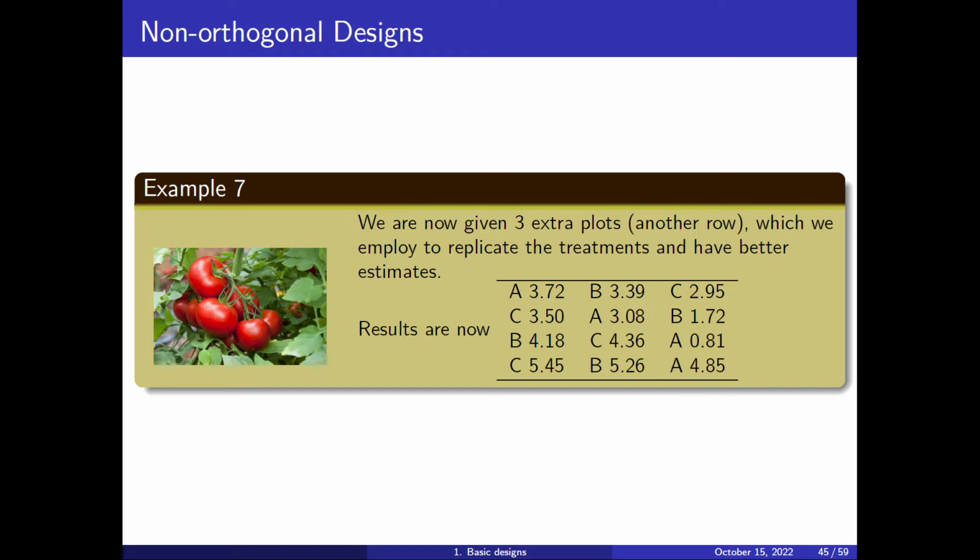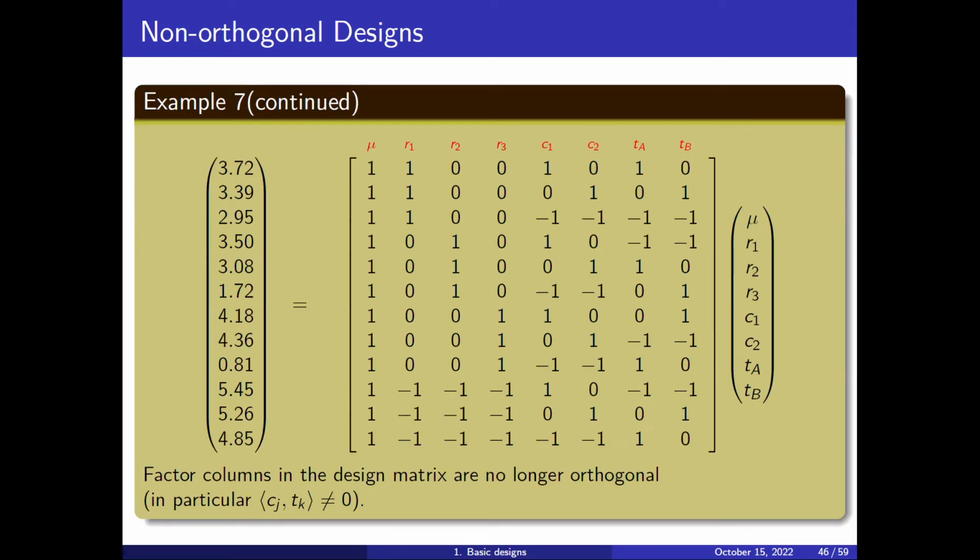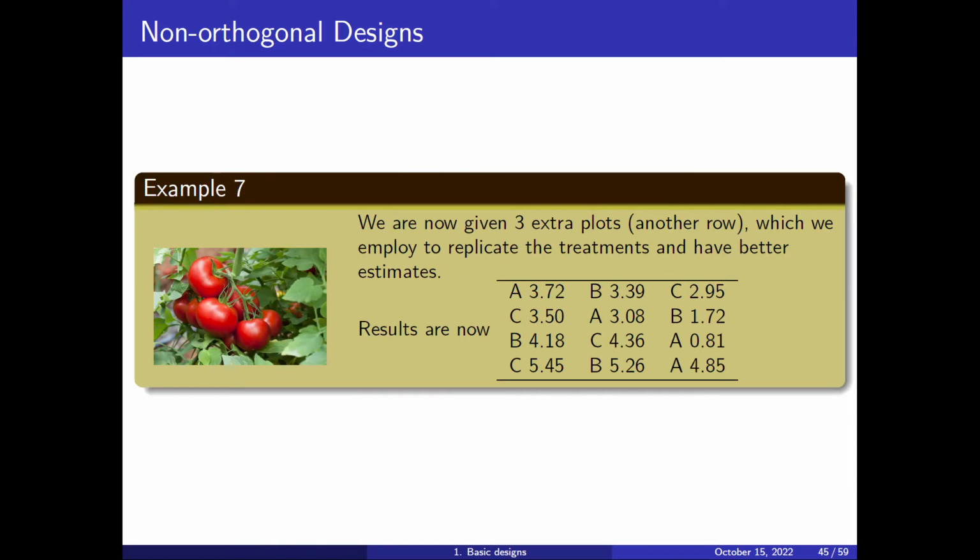Okay, but now the director of your institute comes and says, okay, I like a lot the experiment you are doing with the tomatoes. I'll give you a little bit more land so that you can have more samples. And then you have an extra row, and in this extra row, these are the values that you get. And okay, so now you come to estimate your parameters, and it turns out that C and T are no longer orthogonal, so you have lost orthogonality.